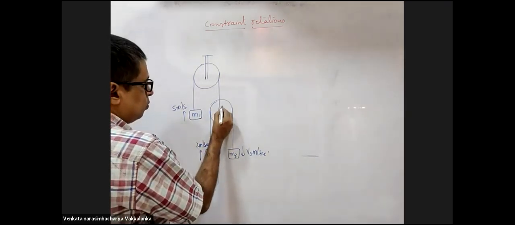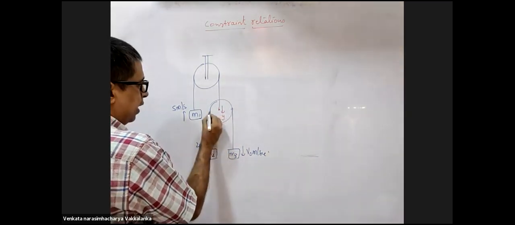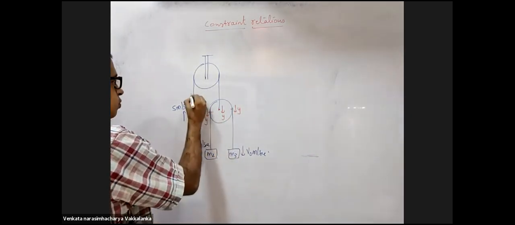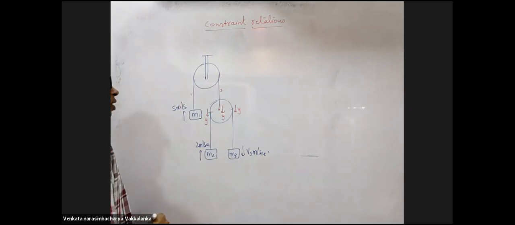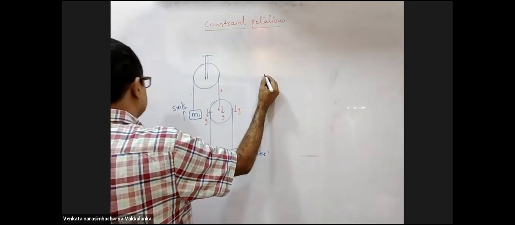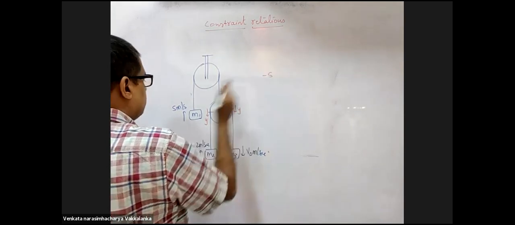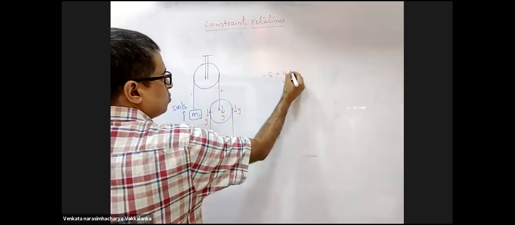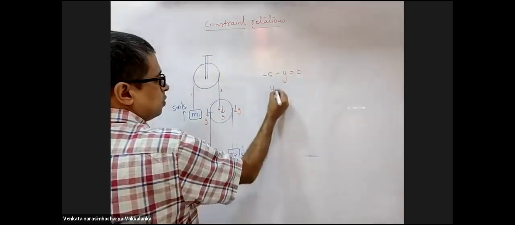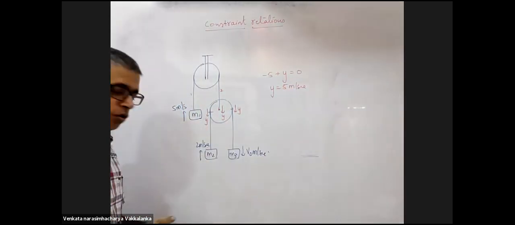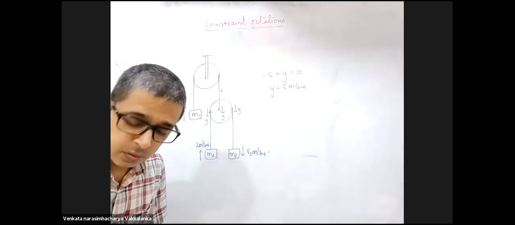Let me say, assume this is going down by y. Segment 1, segment 2. Tell me the constraint of segment 1. Minus x1 plus y equal to 0. x1 is 5, so minus 5 plus y is equal to 0. y equals 5 meters. So far so good.